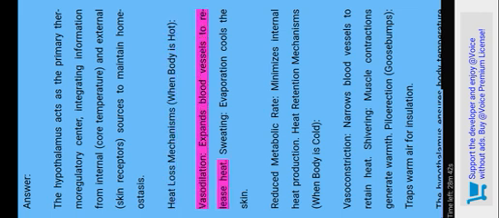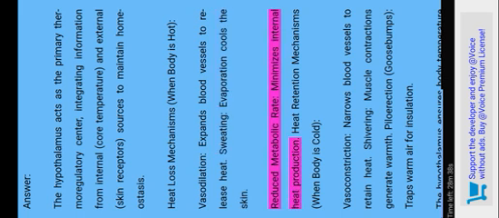Vasodilation expands blood vessels to release heat. Sweating, evaporation cools the skin. Reduced metabolic rate minimizes internal heat production. Heat retention mechanisms when body is cold.